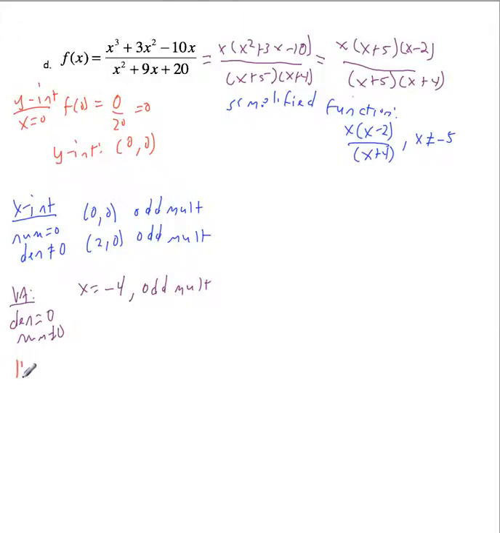Let's look for holes. Holes occur when we have common factors in the numerator and the denominator, and it has to be a factor that we can cancel out of the denominator. That will give us a hole. In this case, the factor x plus 5 is common to the numerator and the denominator, so we are going to have a hole at the x value equal to negative 5.